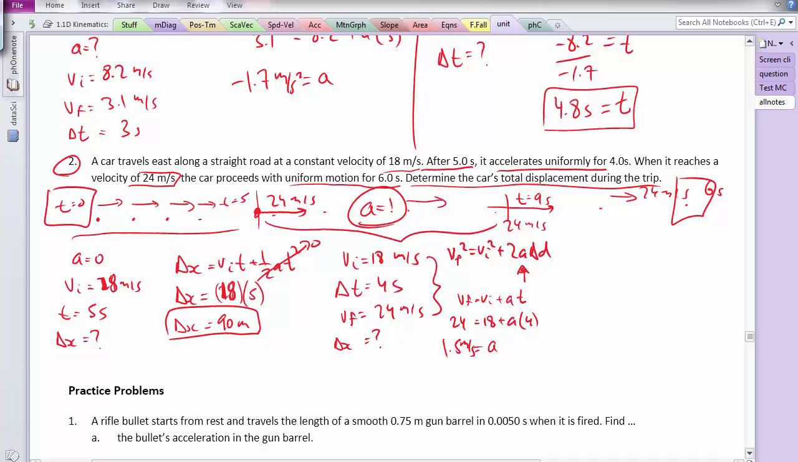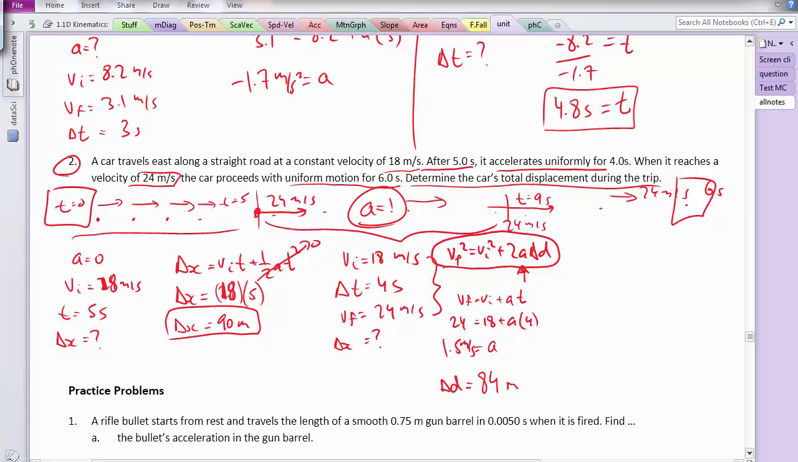So acceleration is 1.5 meters per second squared. Now you can use this equation to find the distance. Okay, when you do that, you get 24 squared minus 18 squared, divided by 2a, which is 1.5. So you get a distance of 84 meters. Take your time to do this. I'm just trying to do this to show you quickly.